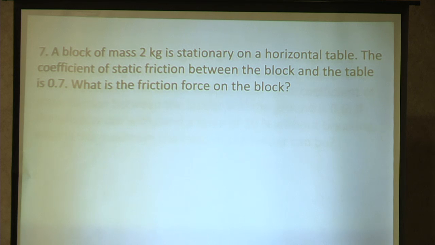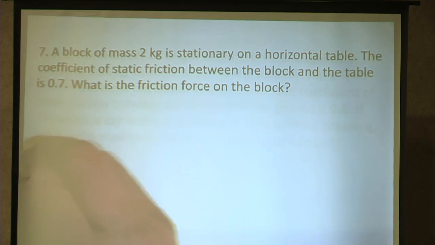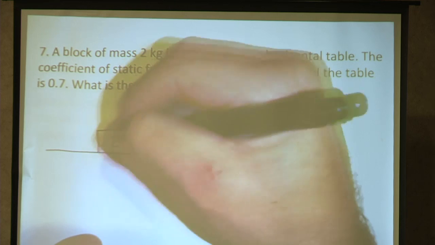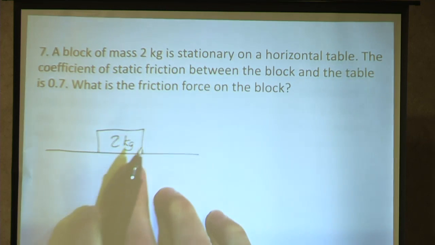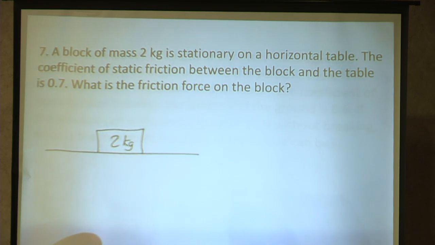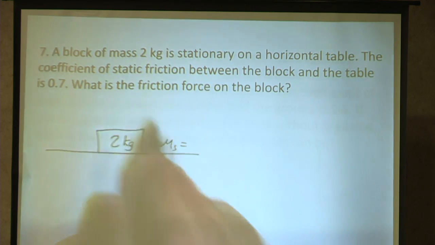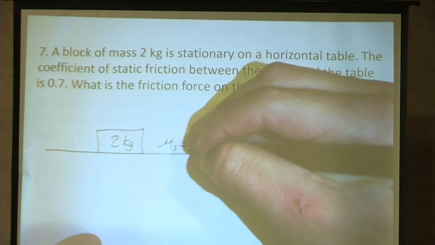All right. So we have a block of mass 2 kilograms that's stationary on a horizontal table. The coefficient of static friction between the block and the table is 0.7. What is the friction force? All right, so let's draw this out. We've got a block right here that's 2 kilograms. We know the coefficient of static friction is 0.7, which is pretty high.